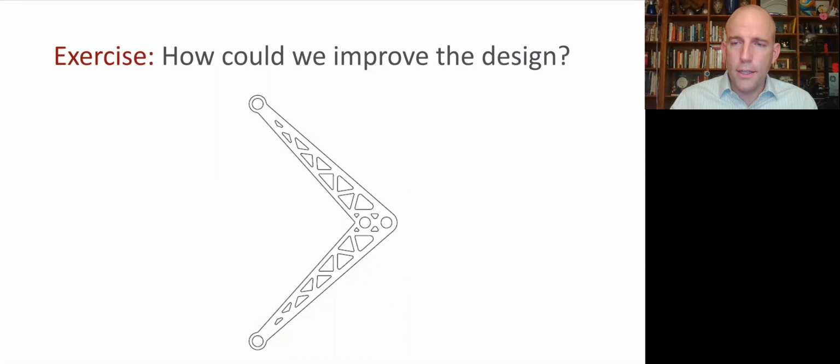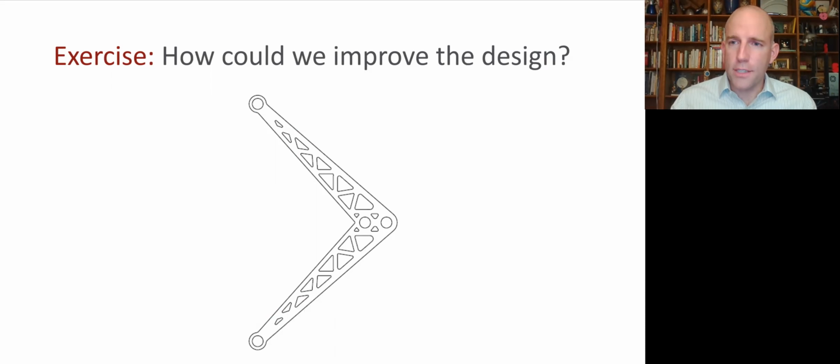But more broadly, I suppose there are other things we can do to improve the design. So why don't you take a moment, think about what happened with this part, and then think about some simple changes you could make that would make it stronger for the same mass or lighter for the same strength. You have some guesses? Well, we have a pretty complicated geometry here with lots of sharp internal corners. Maybe we could get rid of those.